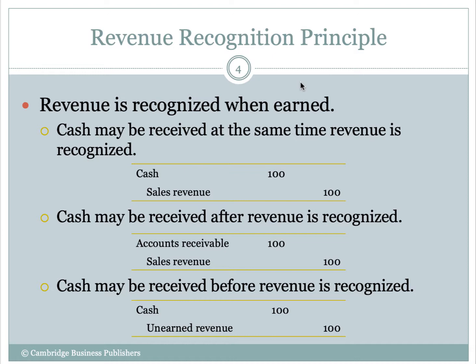That's an accounts receivable. So anytime under the accrual basis of accounting that we have cash coming after revenue recognition, we're going to debit accounts receivable. We're going to credit sales revenue, okay?